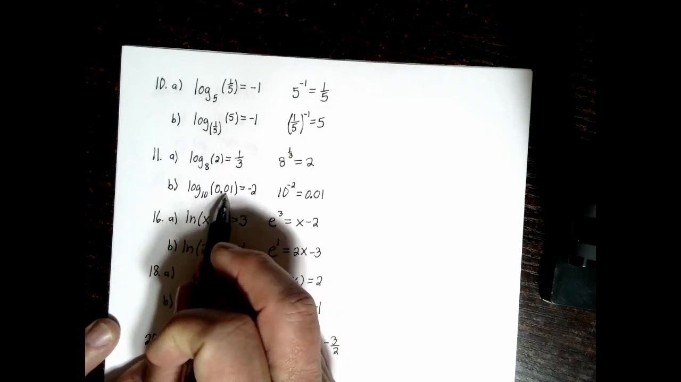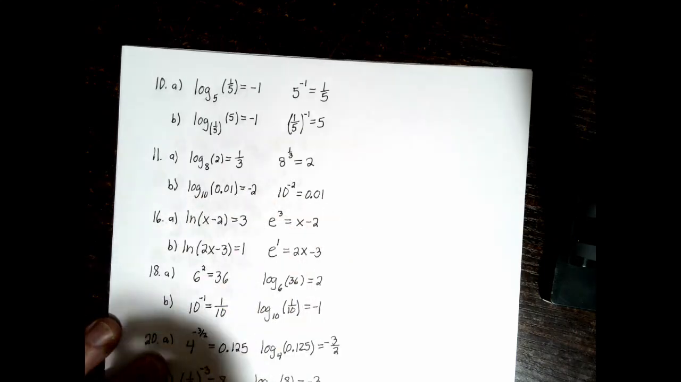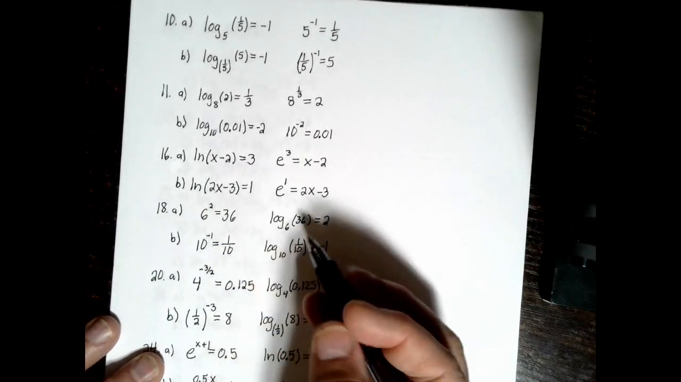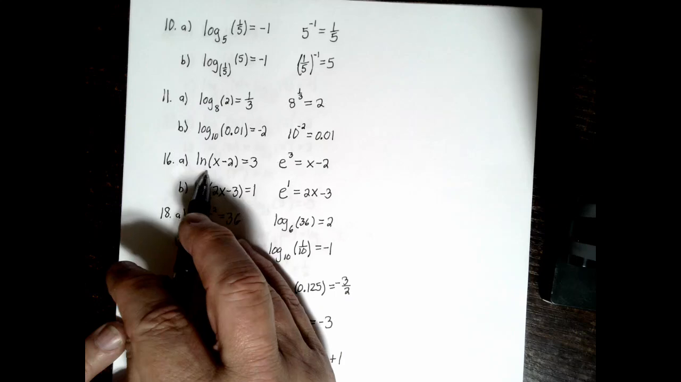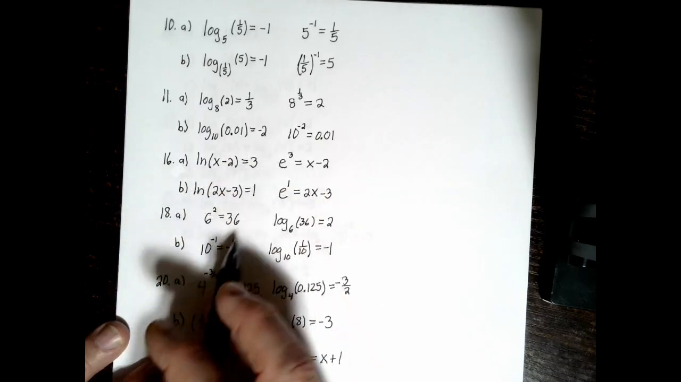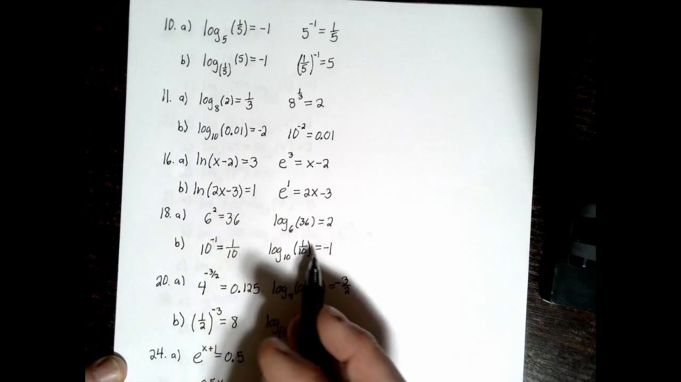Log base 10 of 0.01 equals negative 2. That means 10 to the negative 2 equals 0.01. And the same thing here. ln is base e, so e to the 3 equals x minus 2. e to the 1 equals 2x minus 3.